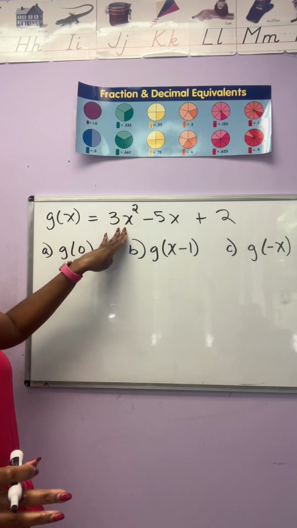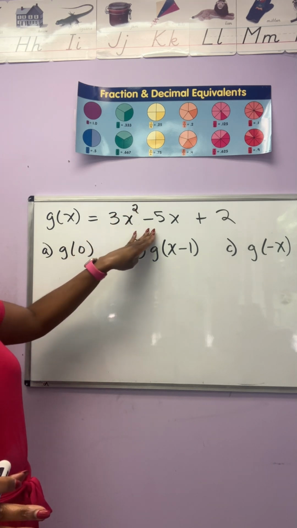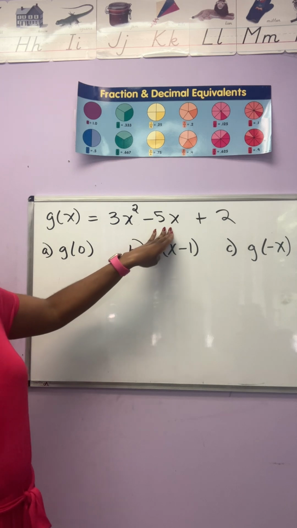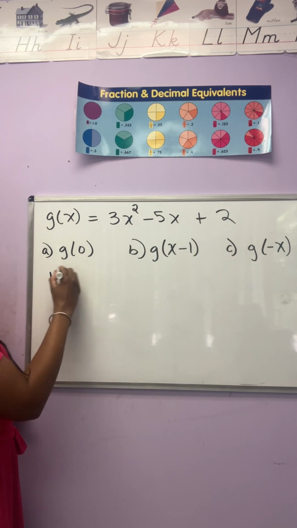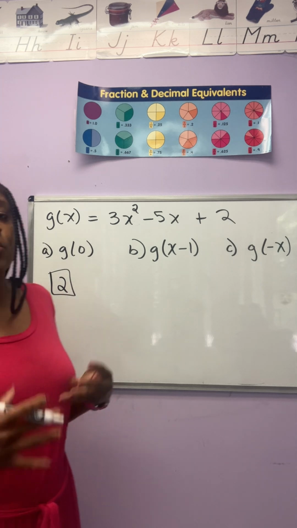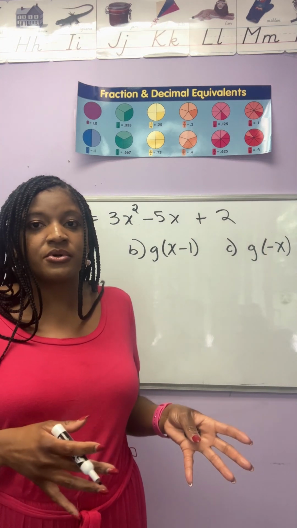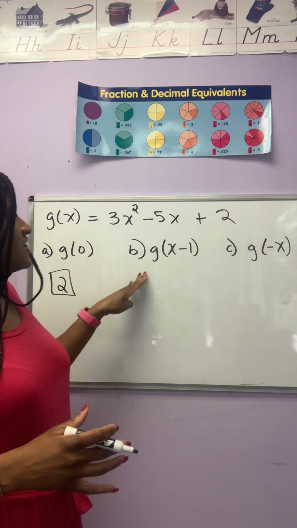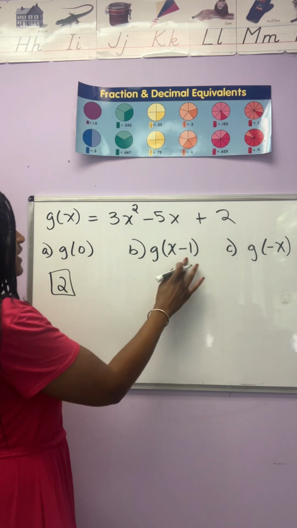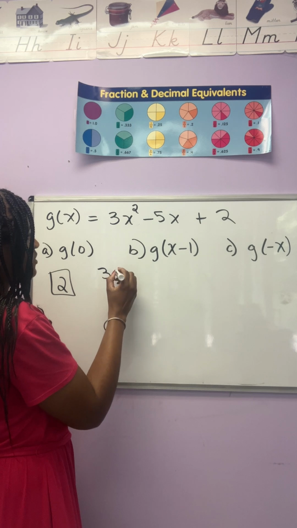0 to the second power is 0. 0 times 3 is 0. Minus 5 times 0, which is 0, plus 2. So in this one, it's 2. By the way, that's also your y-intercept. When x equals 0, y is 2. This one, let's plug in. Where we see x, we're going to plug in x minus 1.